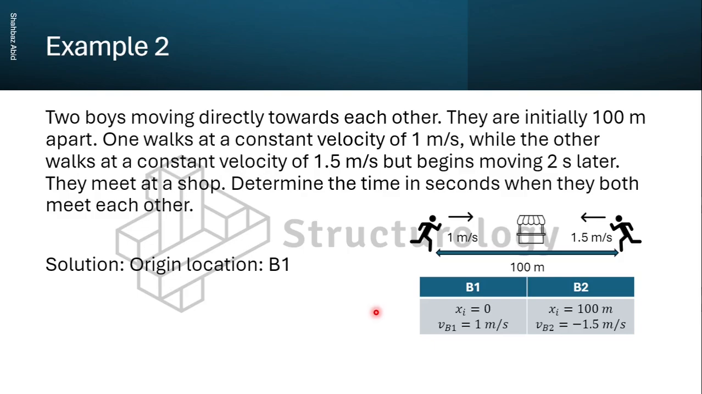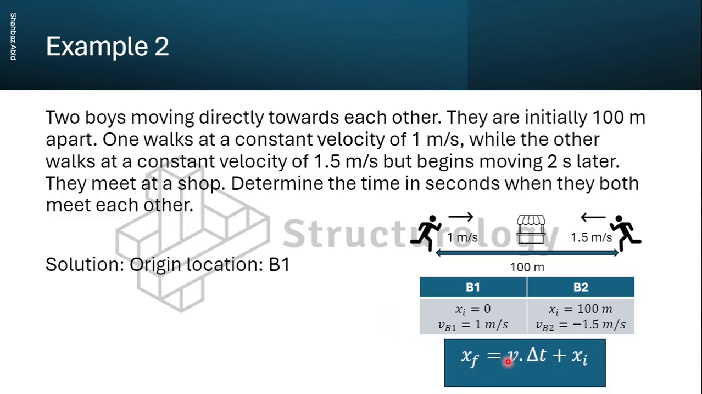There is another trick in this problem: there is a delay between B1 and B2 of 2 seconds. So considering this, we have to use delta t in the equation of motion. So it's going to be xf is equal to v times delta t plus xi. So the B2 is going to have an initial time equal to 2 seconds.